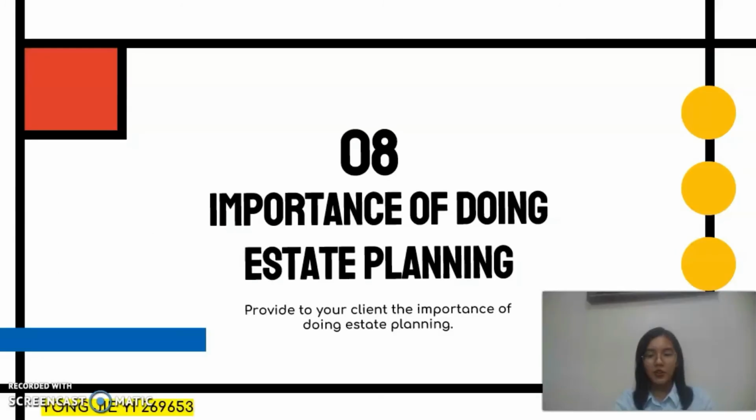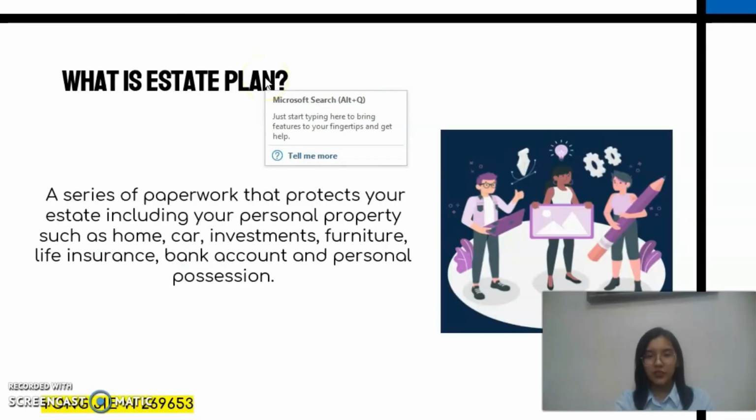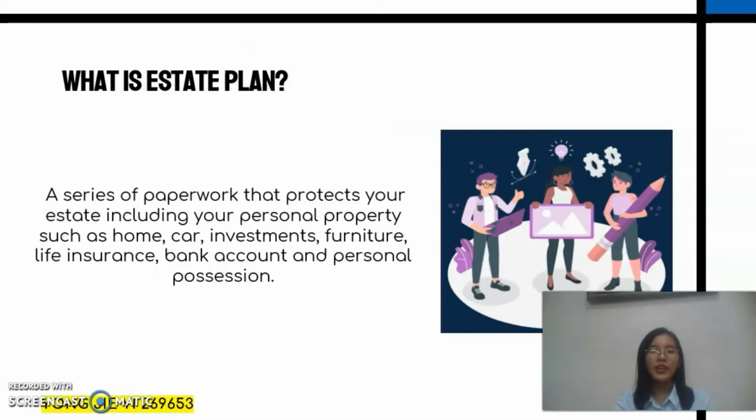So next we're going to look at the importance of doing estate planning. So what is an estate plan? An estate plan is a series of paperwork that protects your estate, including your personal property such as home, car, investment, furniture, life insurance, bank account, and personal possessions. It could explain how you intend to pass down your assets and personal property in detail.